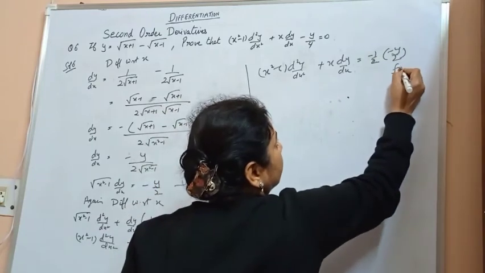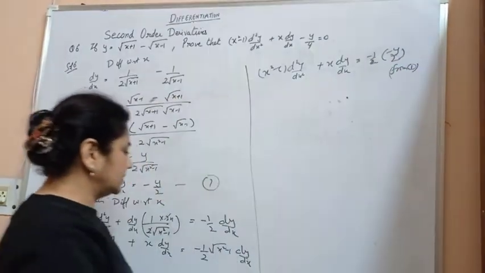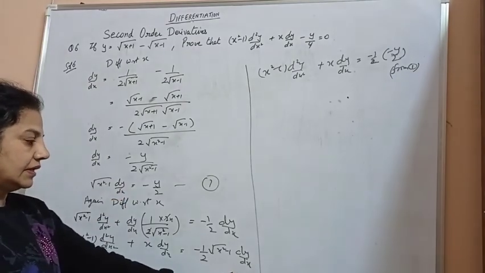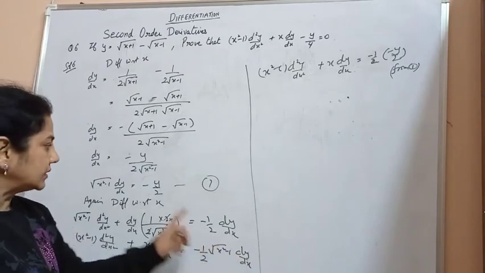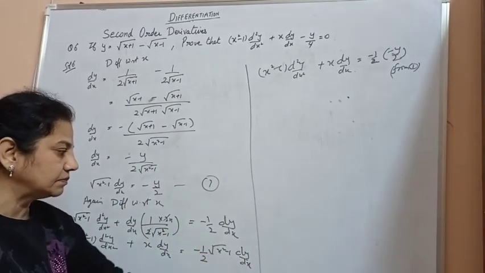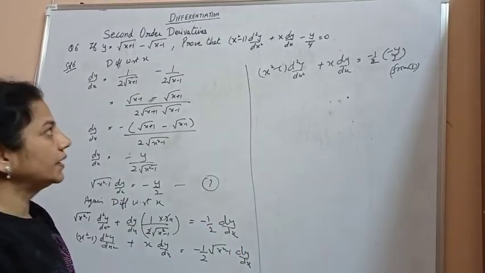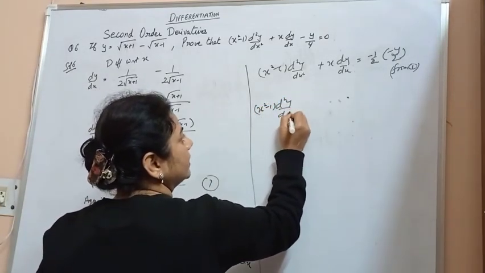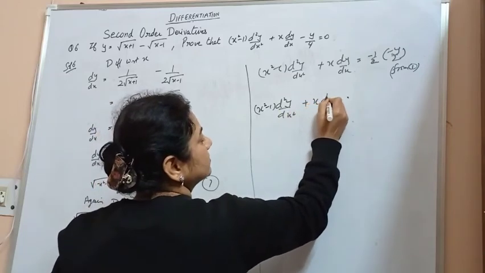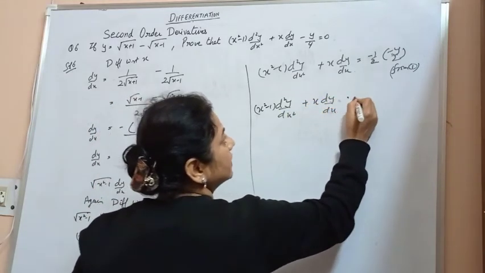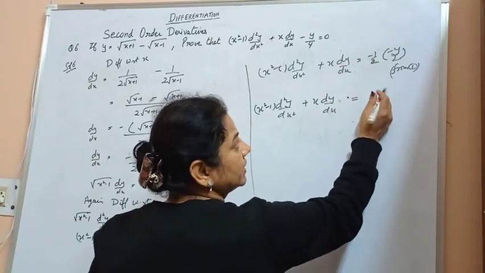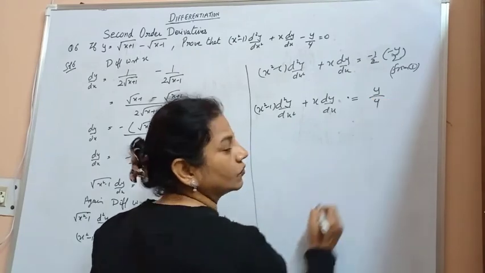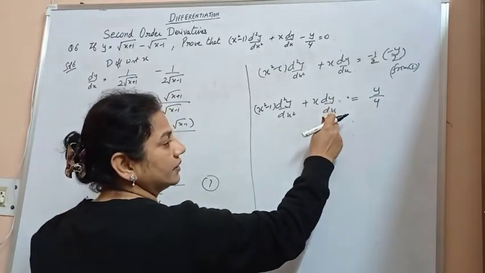From 1. See, the value of under root x square minus 1 dy by dx is minus y by 2. So I replace this by minus y by 2. So I get x square minus 1 d square y by dx square plus x times dy by dx is equal to minus minus become plus, and half 2 into 2 becomes 4. So y by 4. I take this on left hand side.